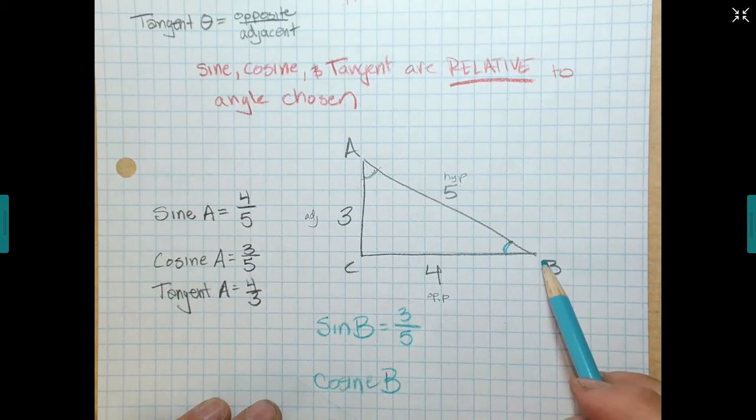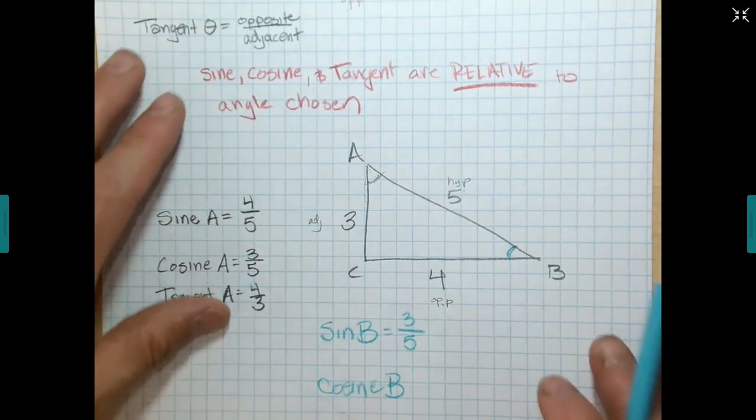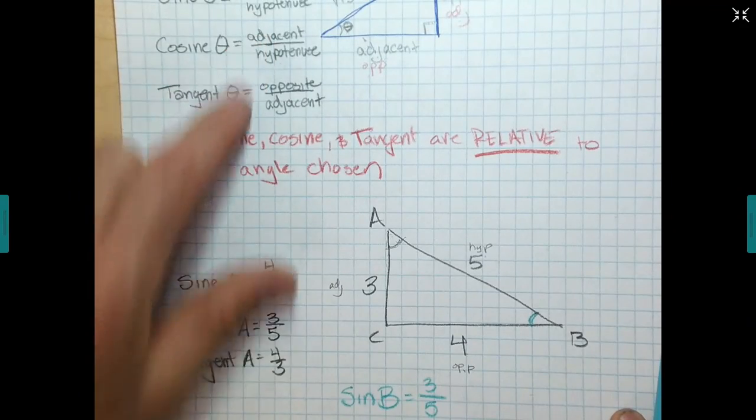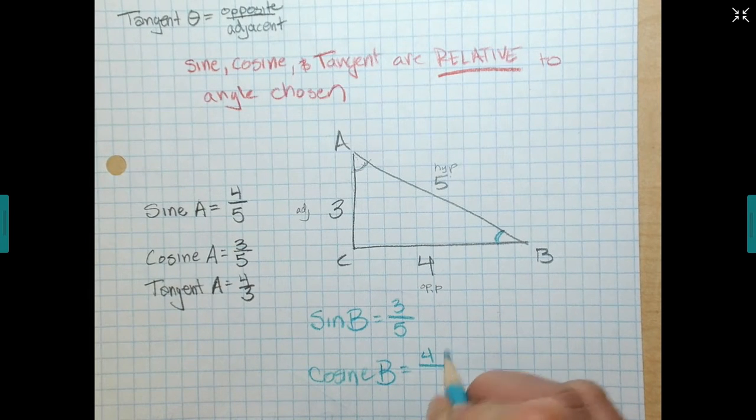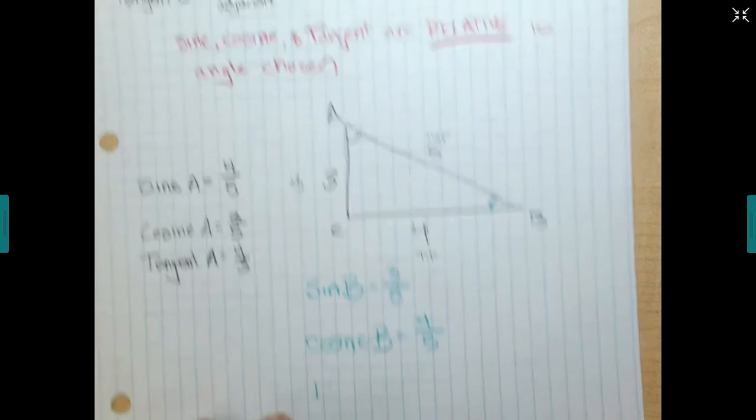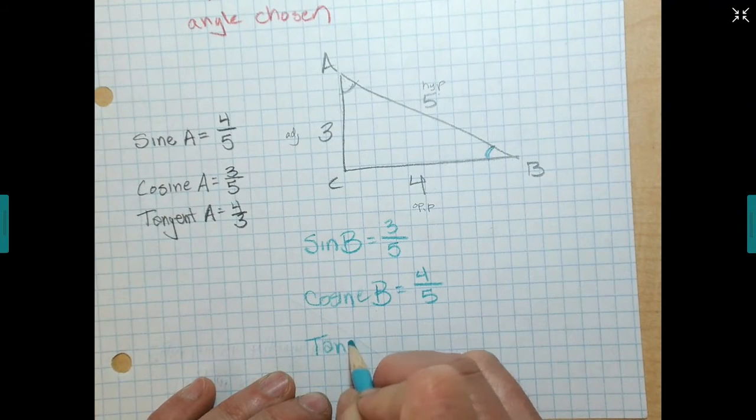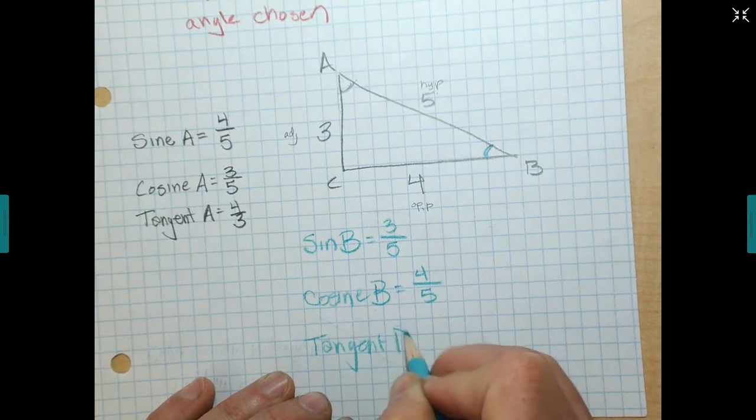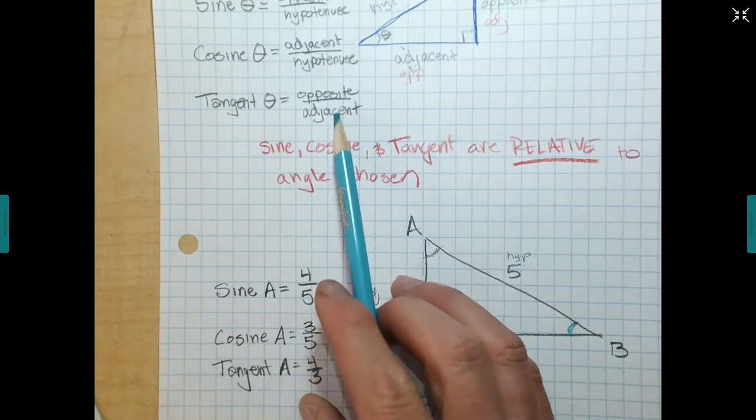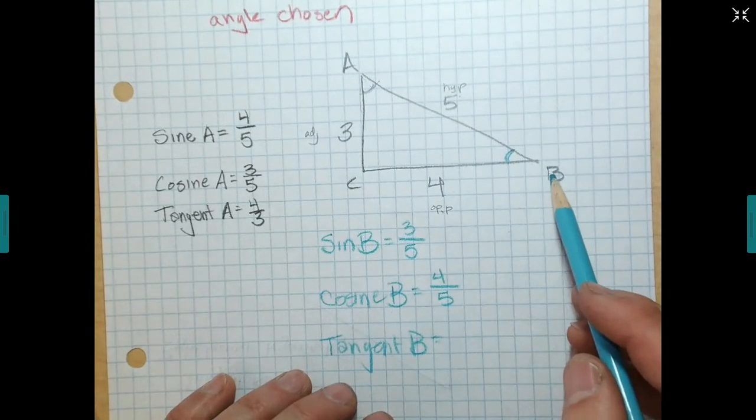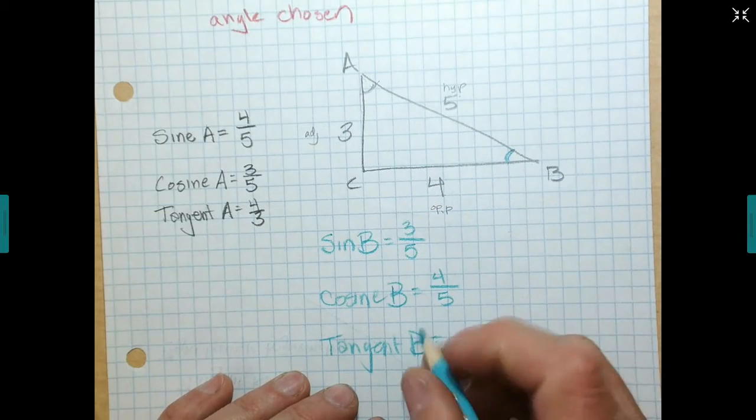Cosine B, so cosine from here. Well, cosine is adjacent over hypotenuse. And then tangent B. So tangent is opposite over adjacent.